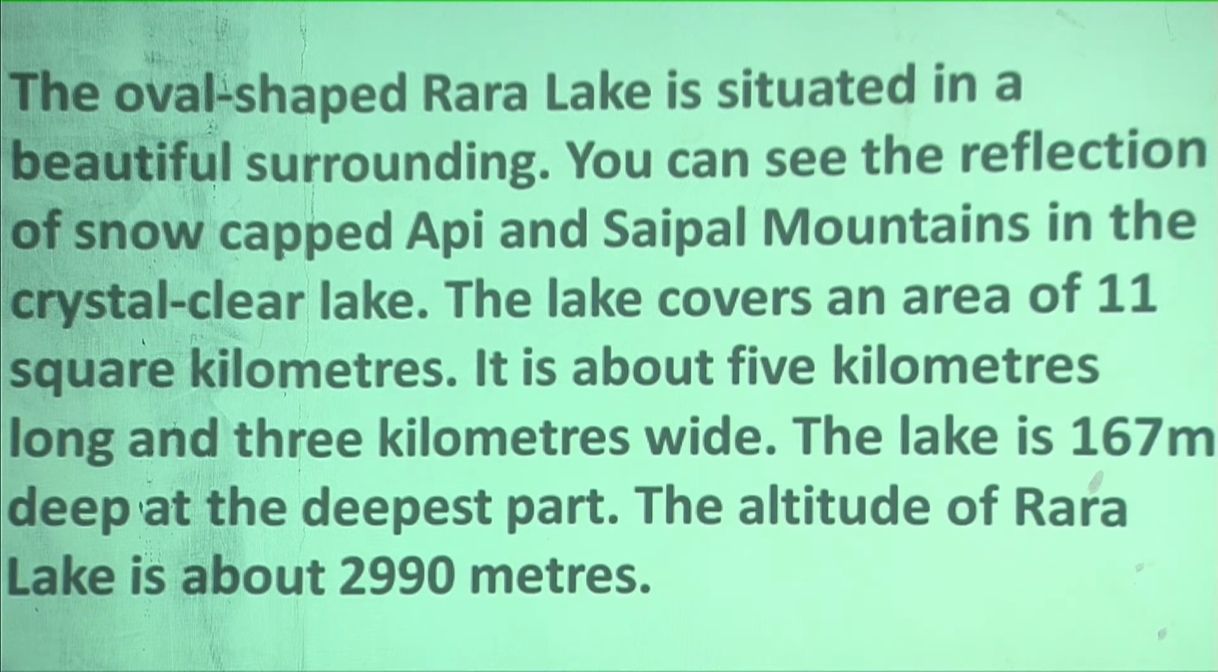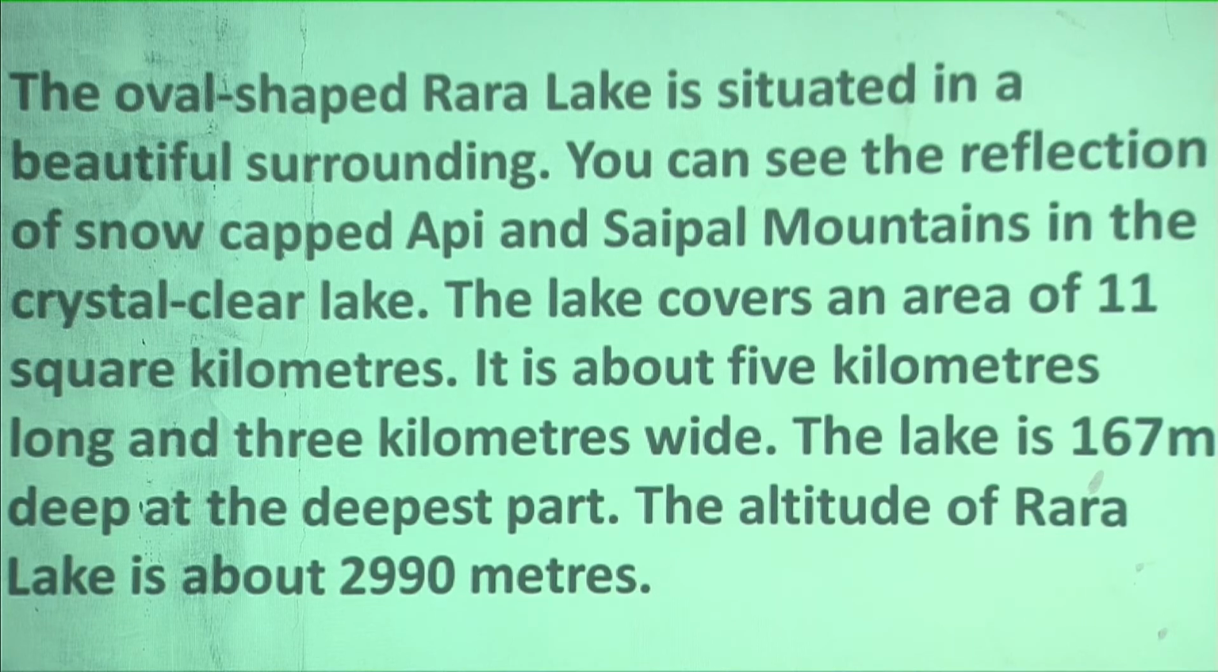So situated means located, students. It lies. In another word we can say L-I-E-S. It lies in a beautiful surrounding. It is located in a beautiful surrounding. It is situated in a beautiful surrounding. Okay. You can see the reflection of snow-capped Api and Saipal mountains. These two mountains are very famous mountains. They are situated there in the western part, Mount Api and Mount Saipal. The image of these two mountains can be seen very clearly in the water of the lake, the crystal clear lake. The water is very clear there, and we can see the mountains very clearly.